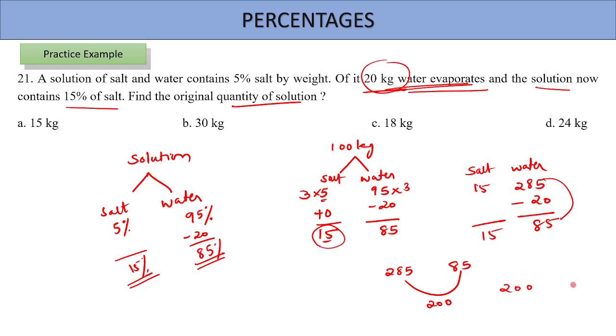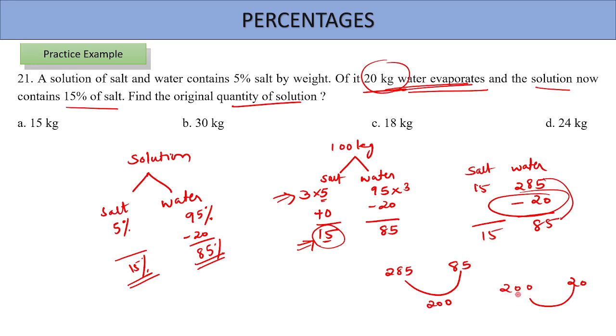So I am getting 200, but I should get 20 ideally, because ideally 20 kg of water is getting removed. I multiplied this number by 3 to make the salt quantity the same, so that I am getting here 15 and 285. Now on removing water, I should get 85. But if I am getting 85, that means I am removing 200. But ideally, I have to remove 20.